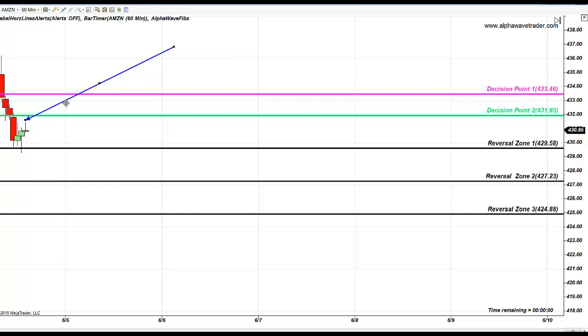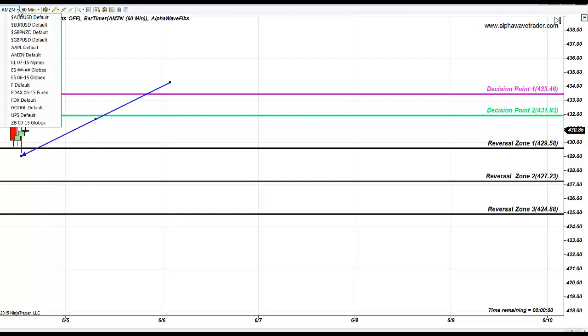It's only a correction. Right now on Amazon hourly, if you short it, you're in a beautiful place. Your trail is 431.93. You are not shorting anywhere near reversal zone. Way too late to short. Time to stay out on Amazon. Next question was on oil.